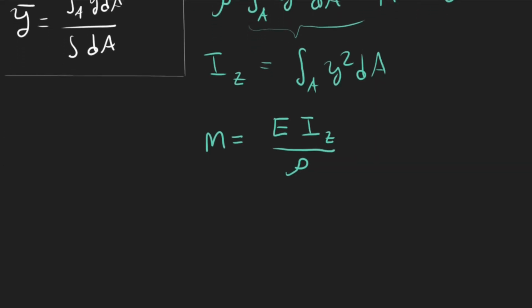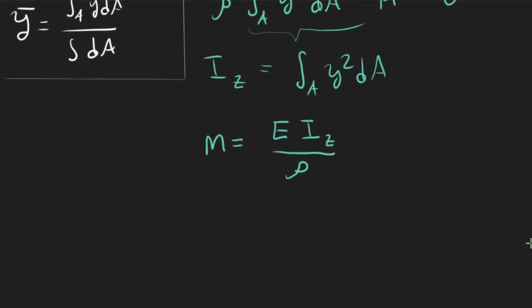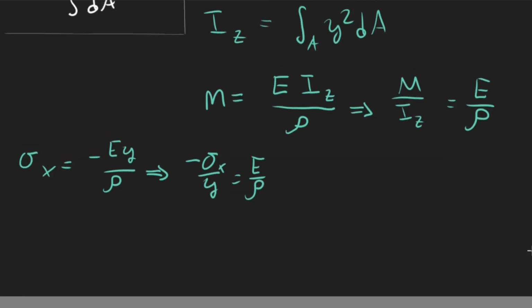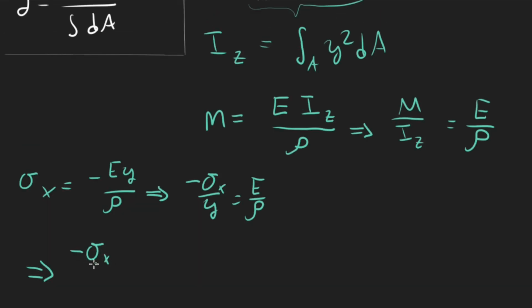Now remember, because we're trying to find our stress, that's really what we want here, right? Remember that we said sigma x equals negative E y over rho. Now I can solve each of these for E over rho and set them equal to each other. So this implies that negative sigma x over y equals E over rho, and this also implies that M over I_z equals E over rho. Now I can set them equal to each other, so I get that negative sigma x over y equals M over I_z.